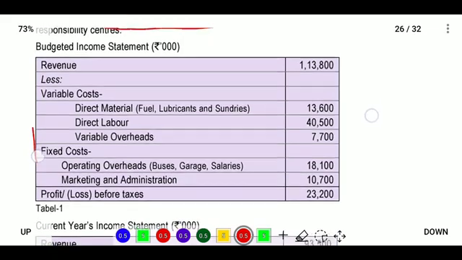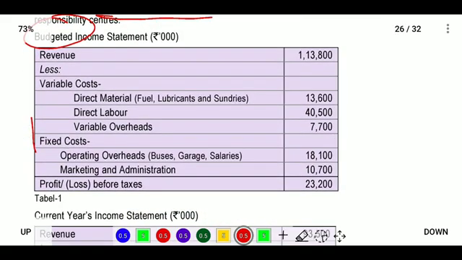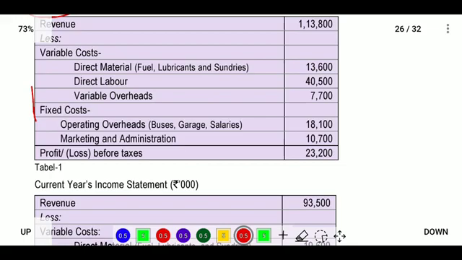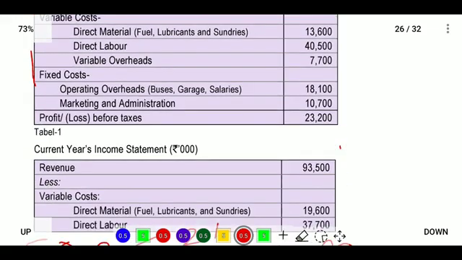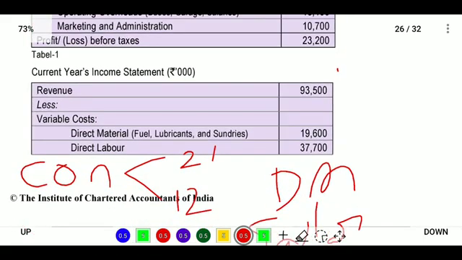This is the budget scheme which is accepted by all persons, and if we reach this budget, they will get the incentive schemes. So all accepted that. Next, less variable cost, direct material they provided 13,600, then direct labor, variable overhead and fixed cost, operating overhead, marketing and administration, profit or loss.